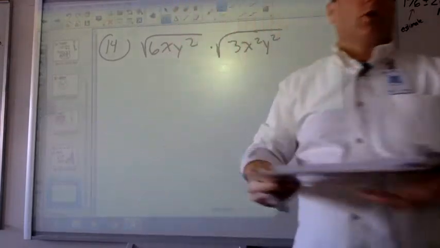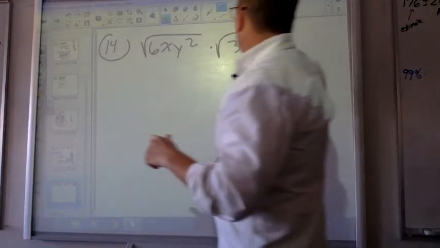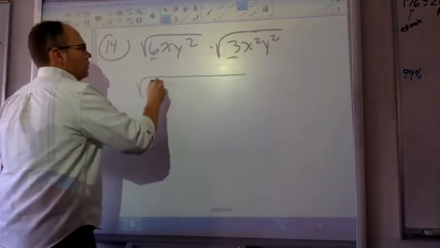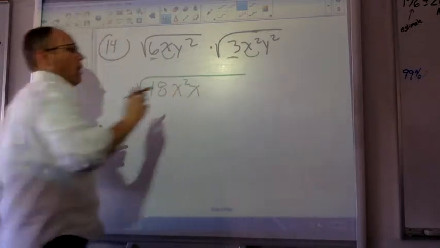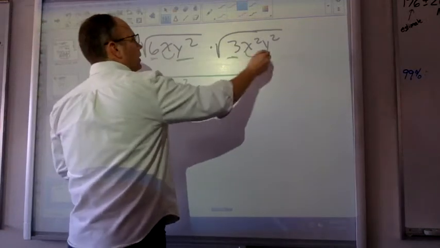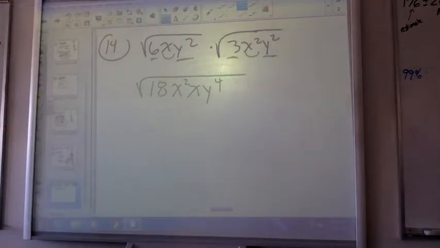Okay, so in order to have a letter be a perfect square, it has to be raised to an even exponent, right? So let's keep that in mind as we go through. So 6 times 3, that's 18. I have x and x squared, which I'm leaving this way. Why am I leaving it that way? X squared is a perfect square, right? X to the third is not. And then I'm going to take y's. Is that a perfect square?